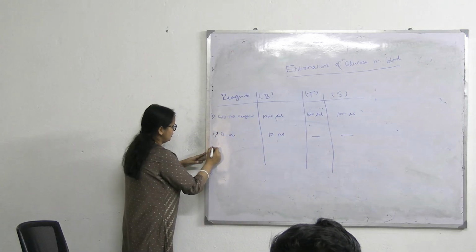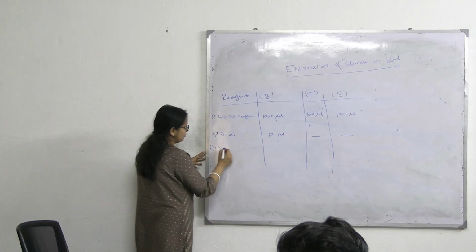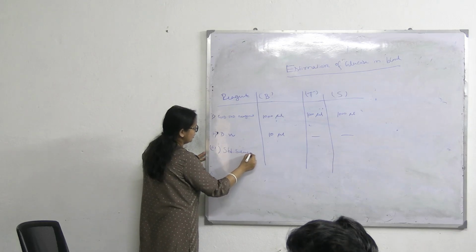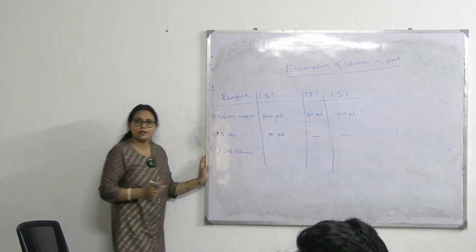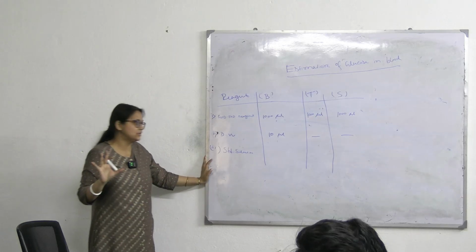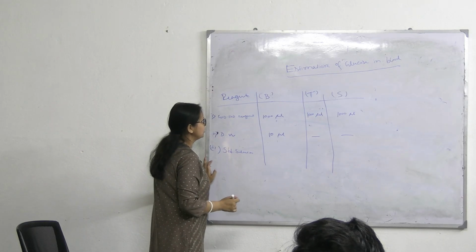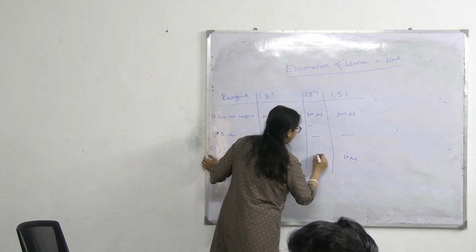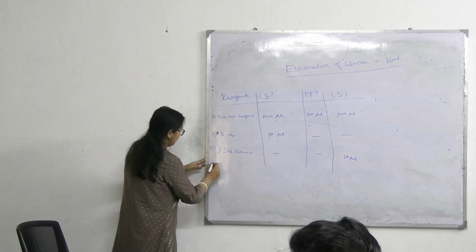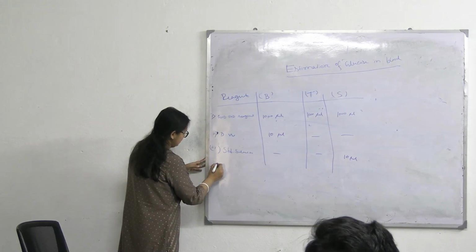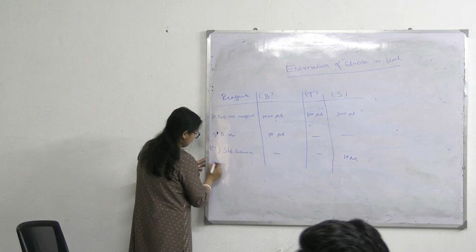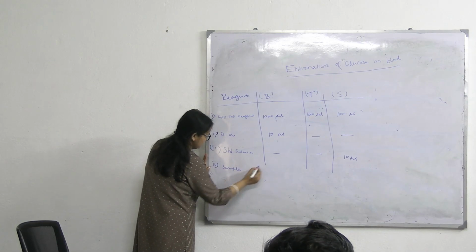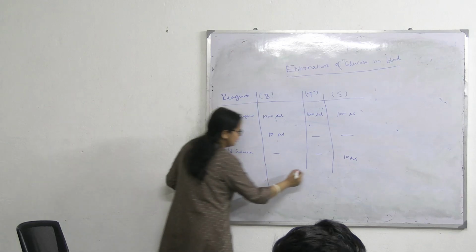Okay, then standard solution. Standard solution means 100 milligram per dl that has been provided with the reagent kit. Okay, standard solution only in case of standard test tube, that is 10 microliter. And then sample, means blood sample, only in test.